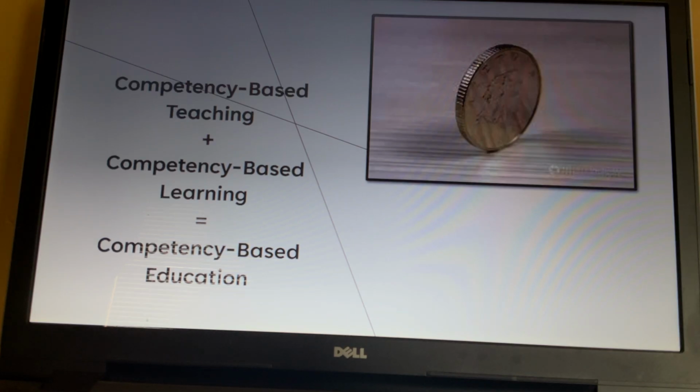When we have competency-based teaching plus competency-based learning, we get competency-based education, which is the all-encompassing term for what we're about to take a look at.